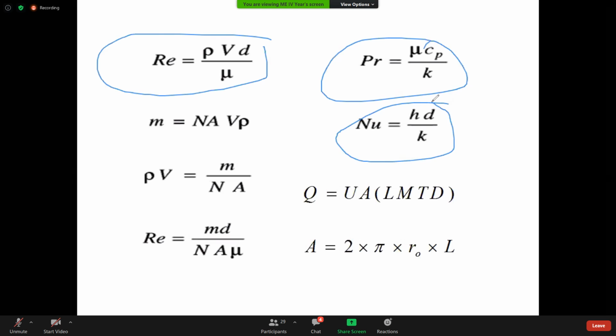ఇప్పుడు నసల్ట్ నెంబర్ ఇచ్చాడు అనుకోండి ప్రాబ్లంలో, మీరు H ఫైండ్ అవుట్ చేయాలి. H లేకపోతే మీకు U రాదు. U ప్రాబ్లం ఇచ్చేస్తే ఓకే, డజంట్ మ్యాటర్. U ఇవ్వకపోతే H ఇచ్చాడు అనుకోండి, యూ కెన్ క్యాలిక్యులేట్ U ఫ్రమ్ H. ఒకవేళ నసల్ట్ నెంబర్ ఈక్వేషన్ ఇచ్చాడంటే H మీరు క్యాలిక్యులేట్ చేసుకోవాలి.